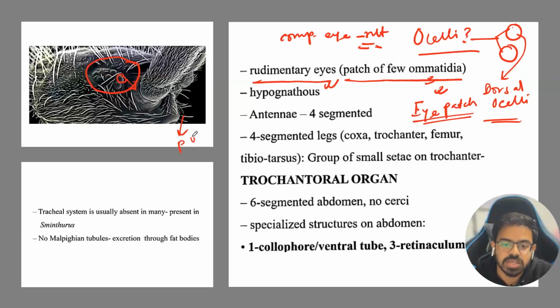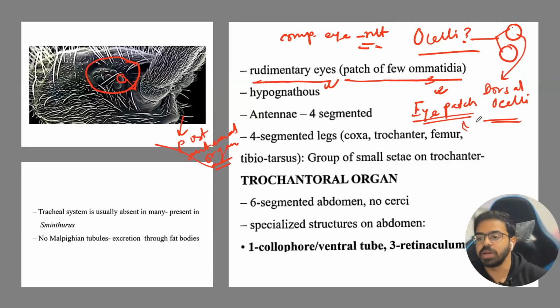Many authorities have said it as post antennal organ. Why? Because it is just behind the antenna. That's why it is post antennal organ. Post means posterior, behind. So it is known as post antennal organ also. So what is the difference in terminology? Same thing, different terminologies by different authorities.